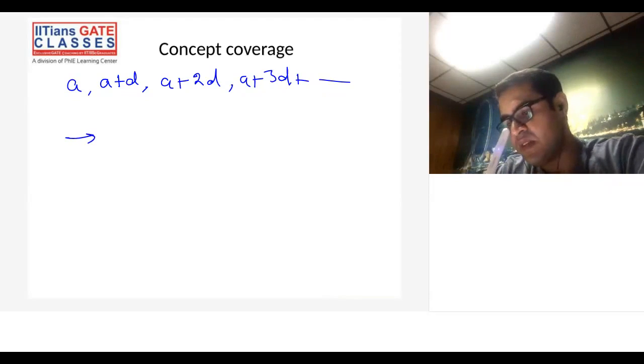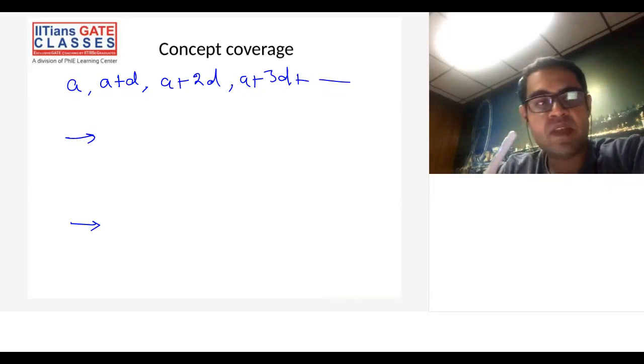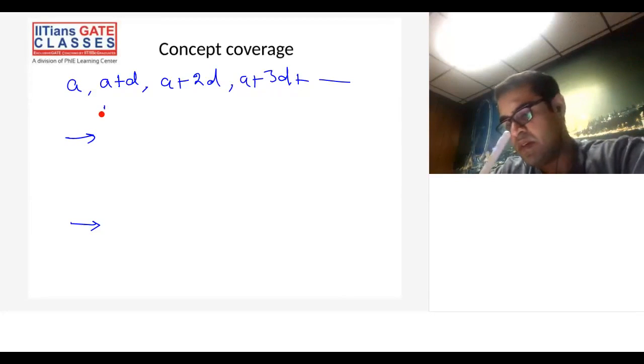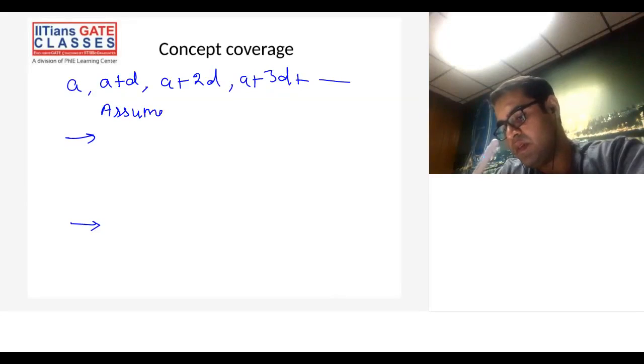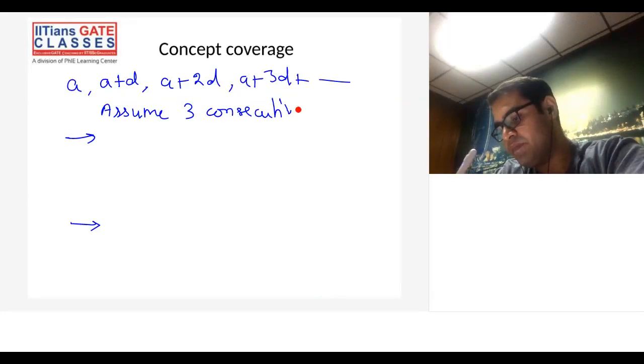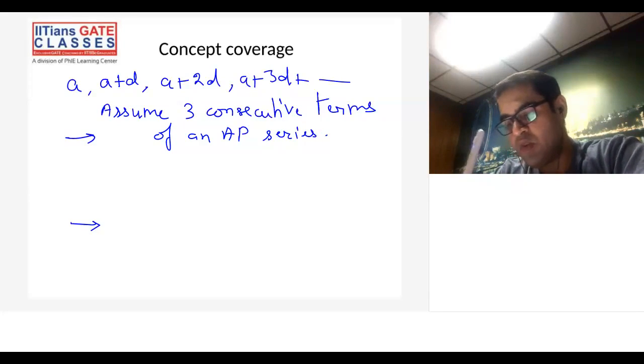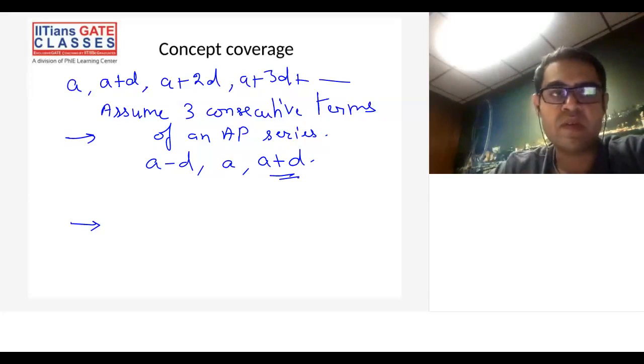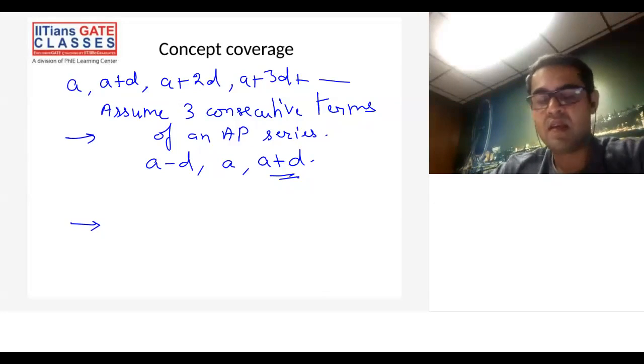Now two more things are there. First thing is, if they ask you to assume three consecutive terms of an AP series, your assumption would be A minus D, A, and A plus D. These are the three terms you are going to assume: A minus D, A, and A plus D.